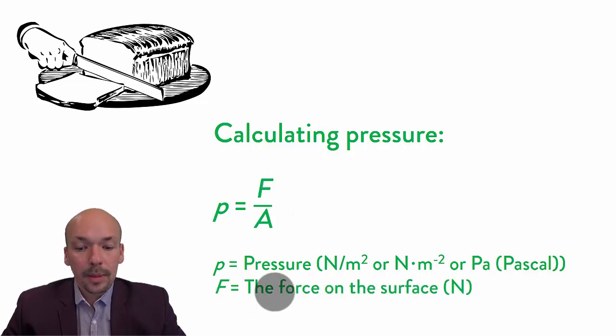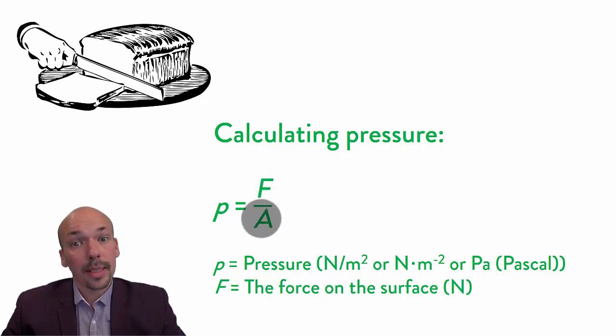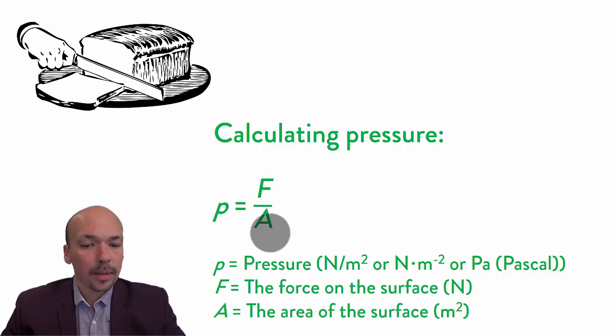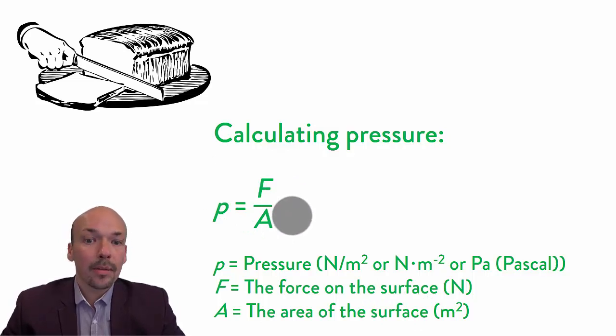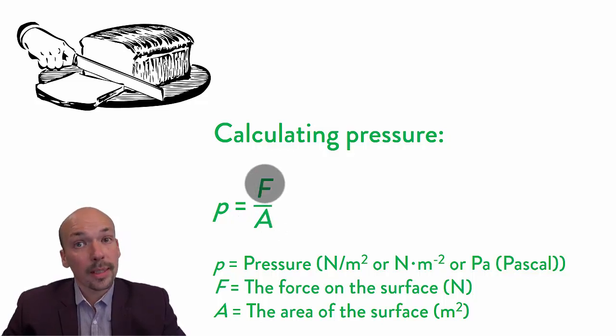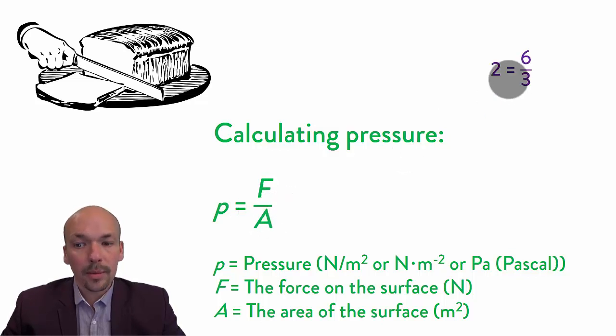F, the force on the surface, is in newtons. Of course you can also see that here because you have newtons divided by square meters, so you know that the F will be in newtons, and then you know that the area will be in square meters. So to calculate the pressure you need the force applied to a surface and you need the area of the surface. Of course, sometimes you also have to calculate the force or the area, so you need to be able to rebuild this equation, and therefore I use the 6 divided by 3 is 2.